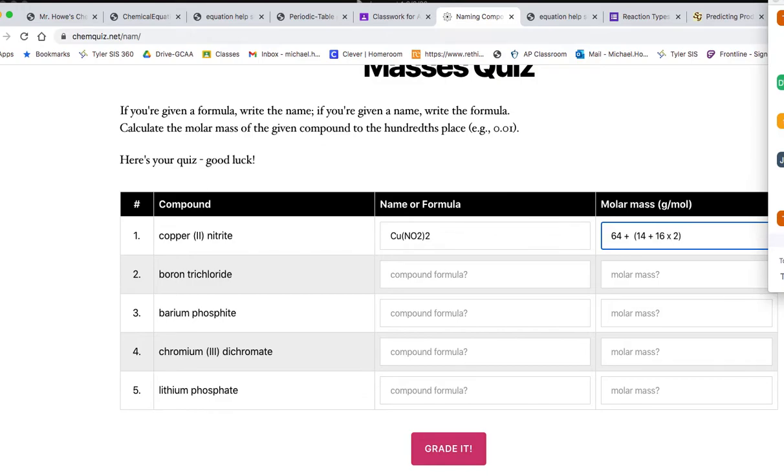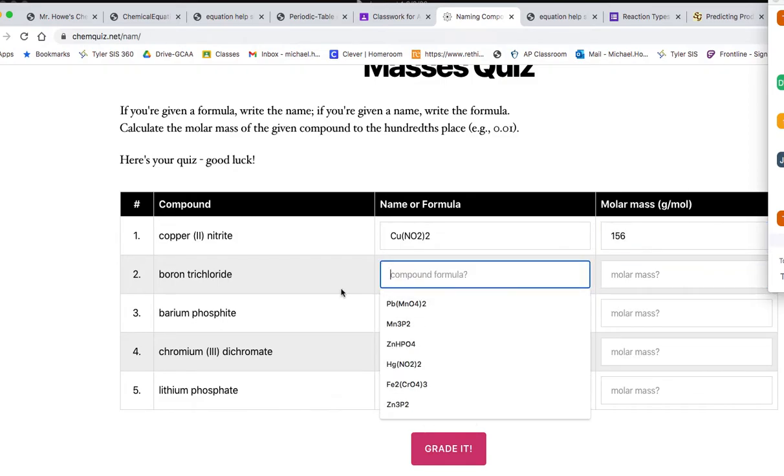And now I've covered everything that's in the parentheses. But I still have to multiply the stuff that's in the parentheses by 2 because there's a 2 outside the parentheses. All right, so now I've got 14 plus 16 times 2. So 16 times 2 is 32, plus 14 is 46. 46 times 2 is 92, right? Then I'd have 92 plus 64, and 92 plus 64 is 156. So that would be our molar mass.